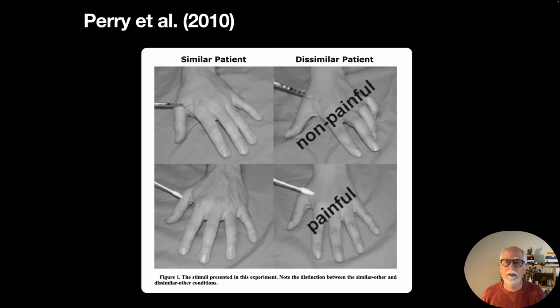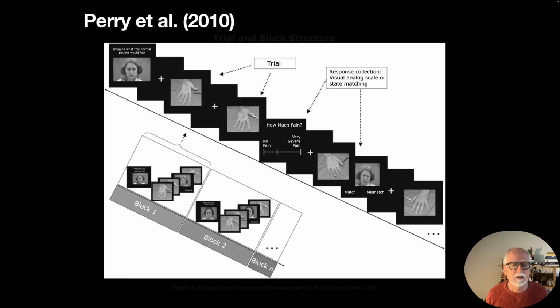So in this study, they show them 384 trials, in blocks of 8 trials. Here's an example of a block. You'd see a picture of a patient in the first frame of the block, and you were told whether or not that person belonged to the group that has the dissimilar pain response from you or the similar pain response to you. So you're told which group they're in. Then you're shown some pictures of them having a needle or a cotton bud touched to their hand. And then you're asked to rate how much pain you think that person is feeling, from no pain to very severe pain.